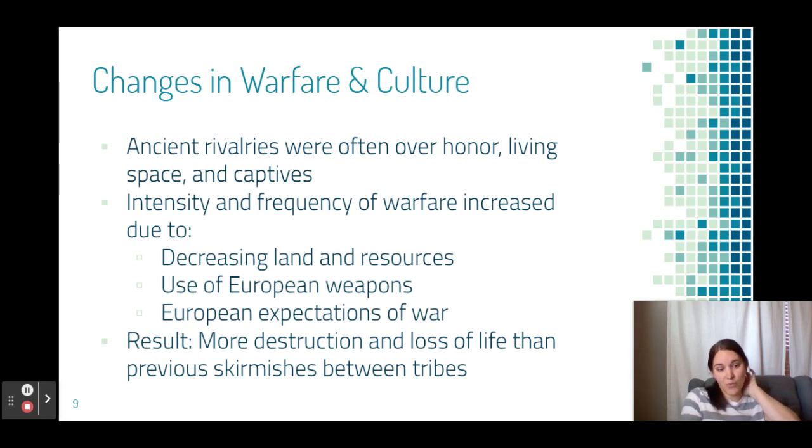The use of European weapons would drastically affect the number of casualties and the European expectations of war. So, as American Indians allied with Europeans, and Europeans were more used to annihilating entire groups of people, entire villages, the American Indians then changed the way that their warfare took place. So, this led to significantly more destruction and loss of life.